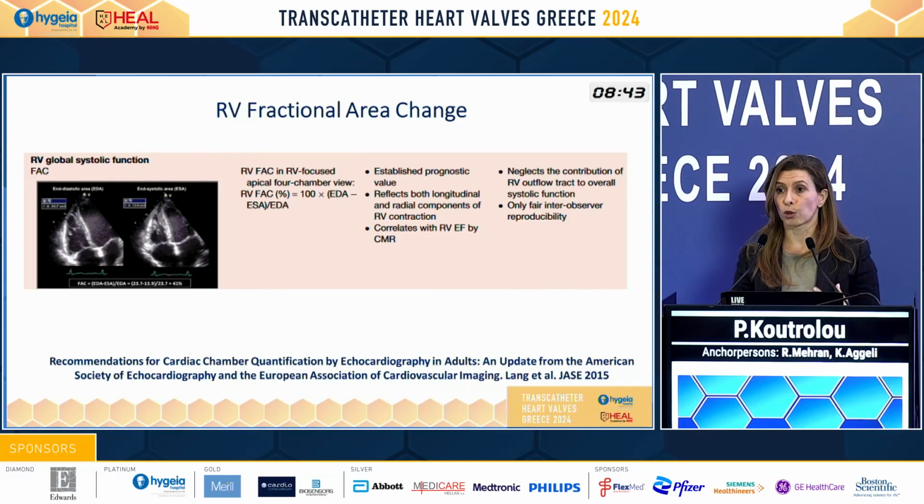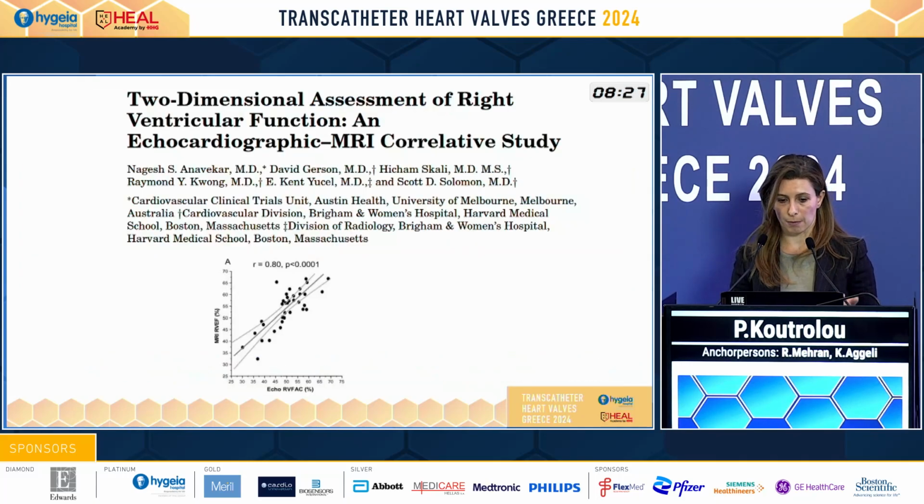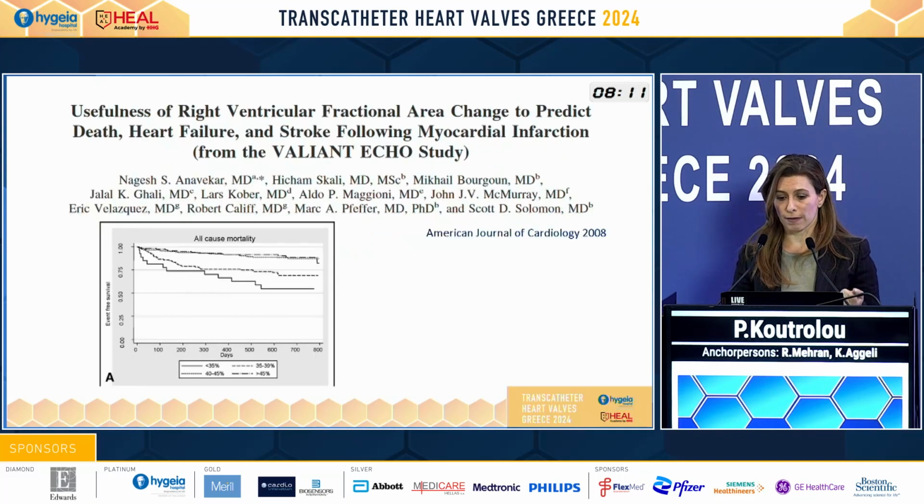Here we have a lot more information about the RV than with the TAPSE and the RV S wave, and the only part of the RV that we are missing is the right ventricular outflow tract, which we only assess with the parasternal short axis view, and only when we see it by eyeball. Actually, the FAC measurement is the one that has been very well correlated with measurements that we do with MRI.